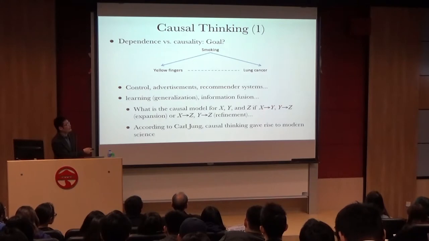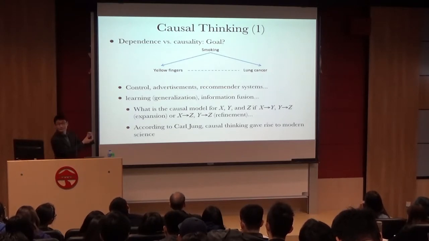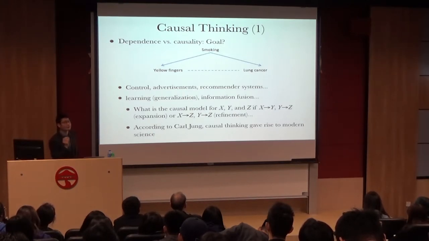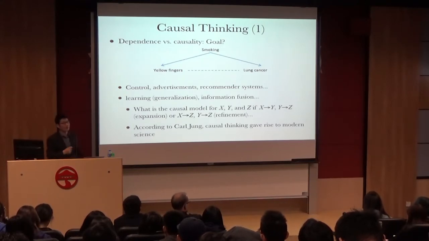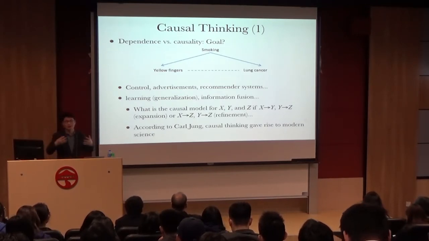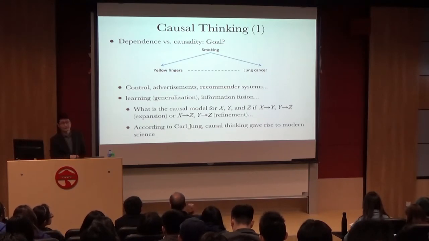then probably you cannot say anything. So suppose I know x and y are related, y and z are related. Then I have no idea about the relationship between x and z. They can be related, they can be identical, they can even be independent, right? So in this case, if you just use dependence or correlation, you cannot say anything about the whole big system. But if you use causality, you can easily do information fusion. That's why we have a better big picture of the world. And also, according to Carl Jung, causal thinking gave rise to modern science in Western societies.